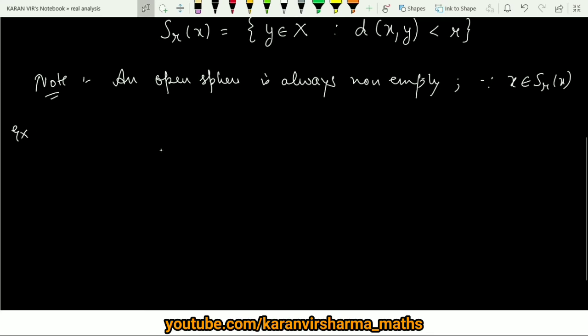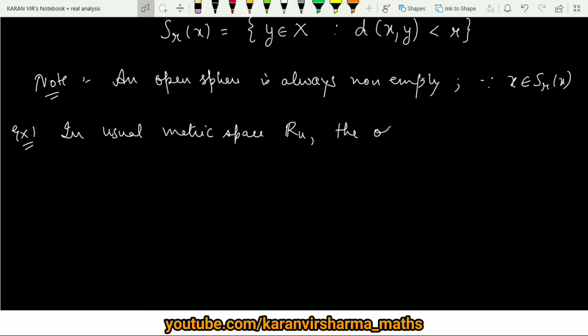So the first example here is in the usual metric space, generally denoted as R under usual. So what are the open spheres? The open spheres, so S with the center, let it be x naught, and radius r naught, correct? In the usual metric space, they are nothing but the open intervals.